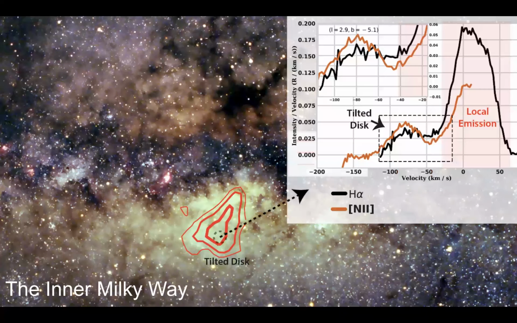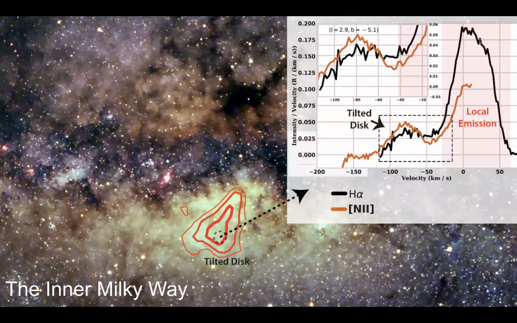But the key results here are that we have more than just H-alpha light. We have a few different emission lines. I'm showing H-alpha and nitrogen-2 here in the spectra. The stuff near 0 kilometers per second is just local emission in the solar neighborhood. But as we get to these more highly negative velocities towards minus 100 kilometers per second, this is associated with the structure, the tilted disk, in galactic center.